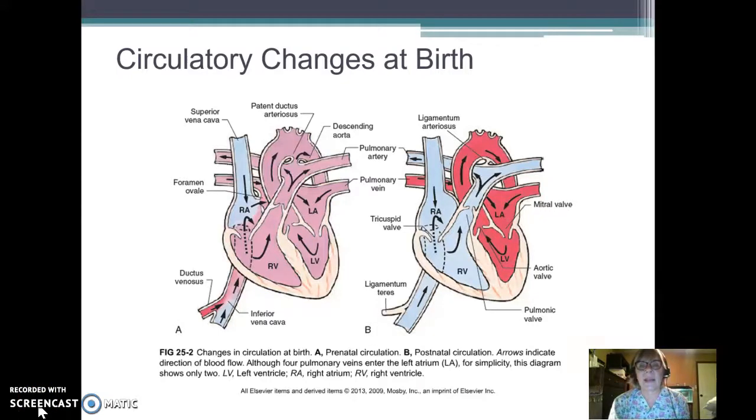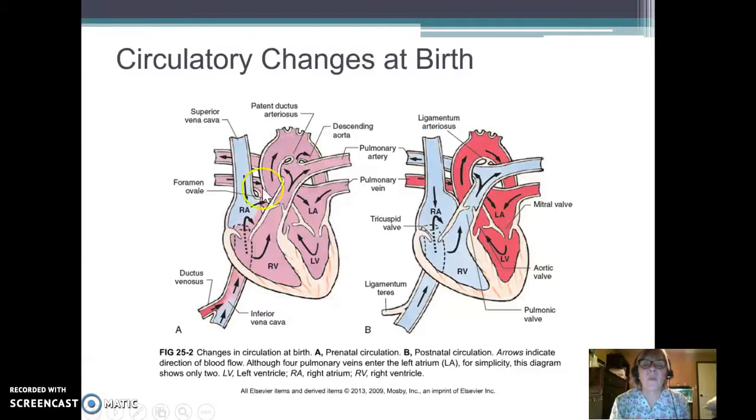This is Lecture 3, Part 2, and we're on congenital heart defects. So this is just a little reminder of the fetal circulation changes that happen at birth. Remember, in utero, there's an opening between the right and left atria, the foramen ovale, and then between our pulmonary artery and our aorta, we have an opening right there, the ductus arteriosus.